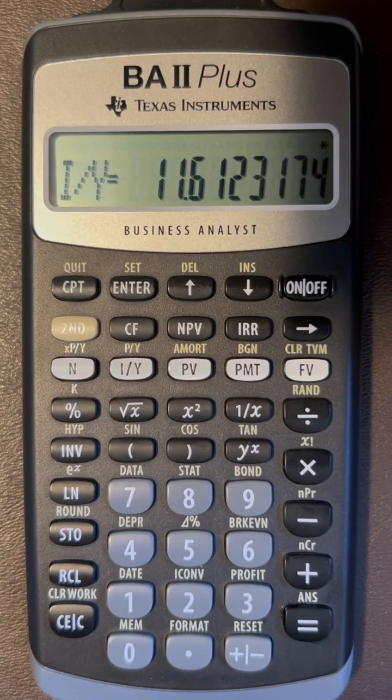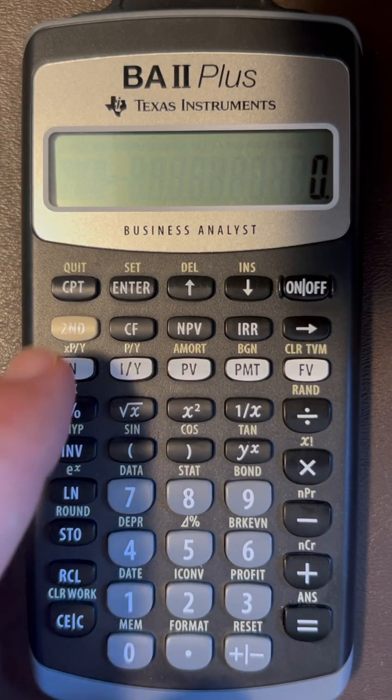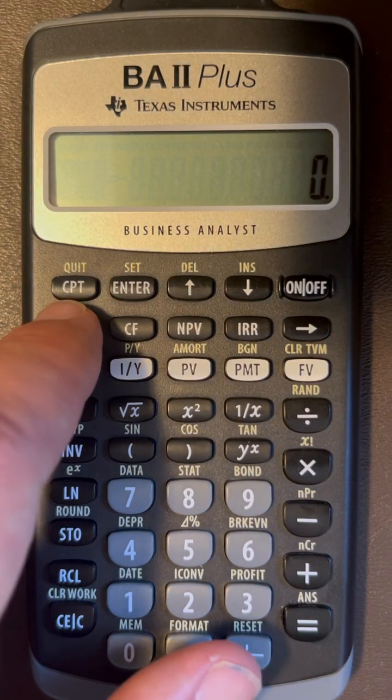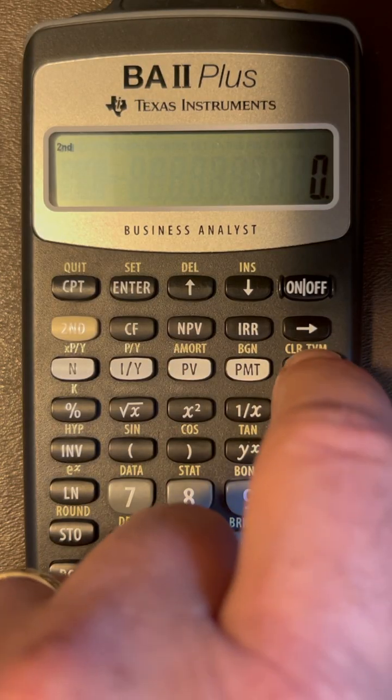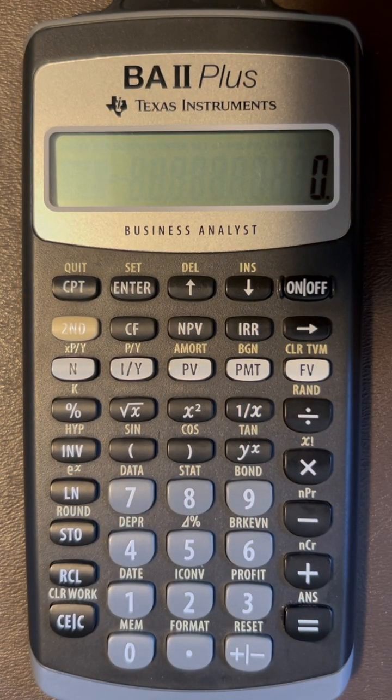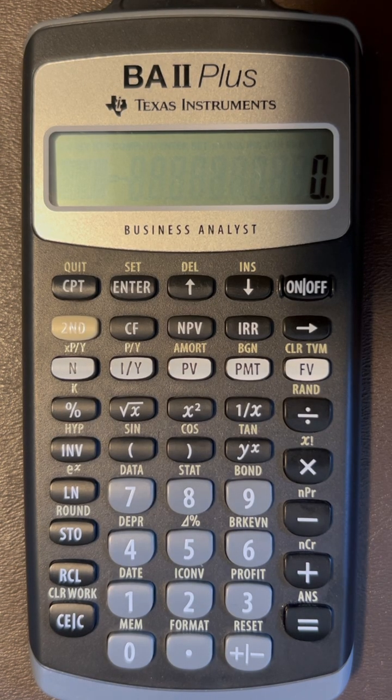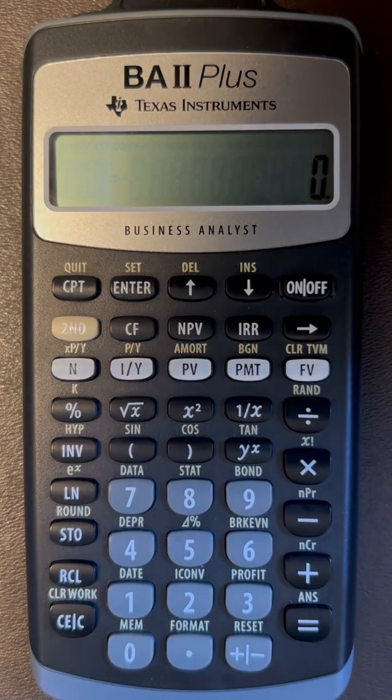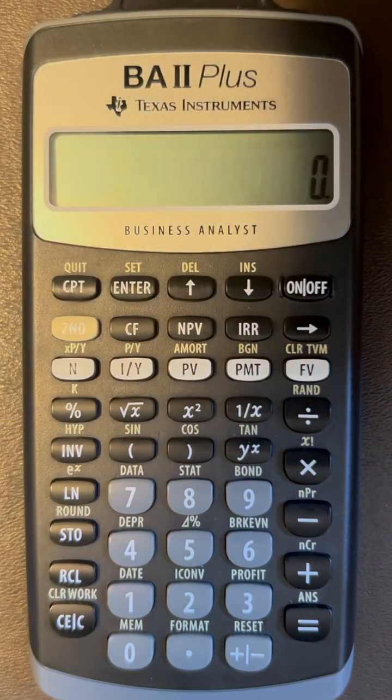Okay, so let's just go through a few of those. Again, I'm going to clear my time value of money registers, second, FV. Okay, so now I'm starting from scratch. For this example, go to the Chapter 6 slide deck and look at slide number 20.